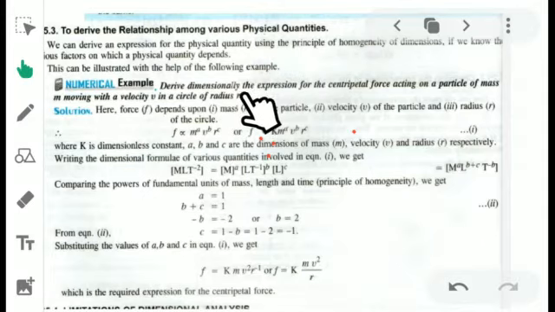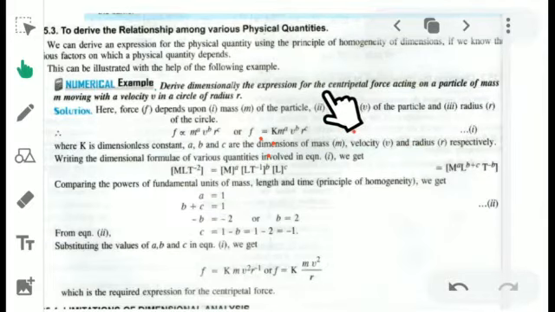See one example. Listen. Derive dimensionally the expression for the centripetal force acting on a particle of mass m moving with a velocity v in a circle of radius r.